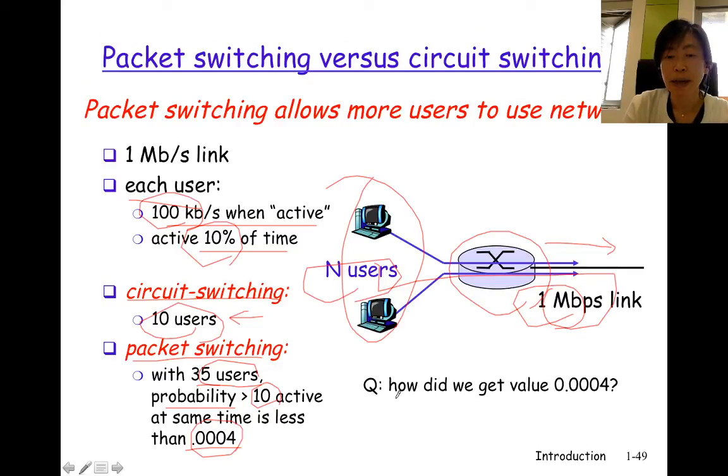Now, how do we get 0.0004? Well, you have to recall the probability course. If we have time, we can try to derive it a little bit. What you do is find the probability of having 1 user being active, 2 users being active, 3, 4, 5, all the way to 10, and then subtract these from 1. Then you get the probability of having more than 10 users active at the same time.